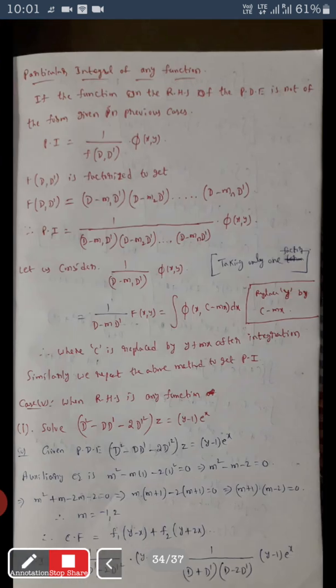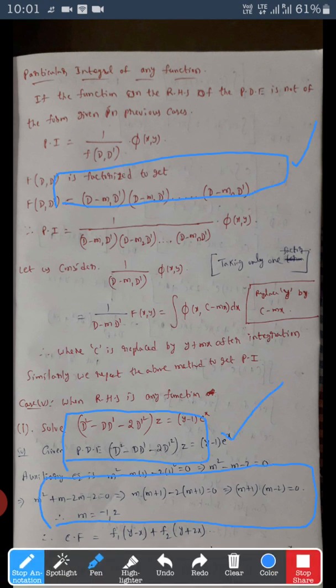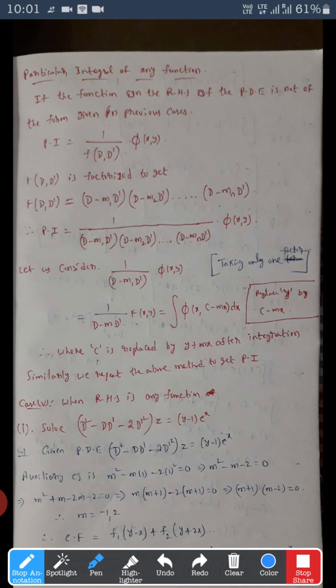Next, coming to the general method. Whenever the right hand side is any function, either it may be e power of ax plus y, sin ax plus y, whatever it may be, this is the general method. So in this general method, for finding PI, first we factorize the f of D comma D dash in this form.